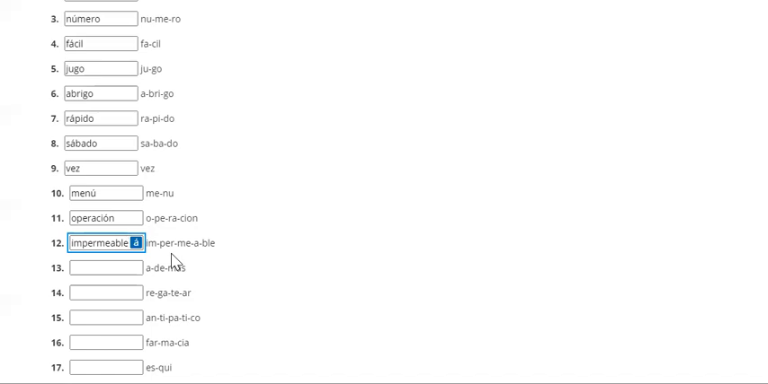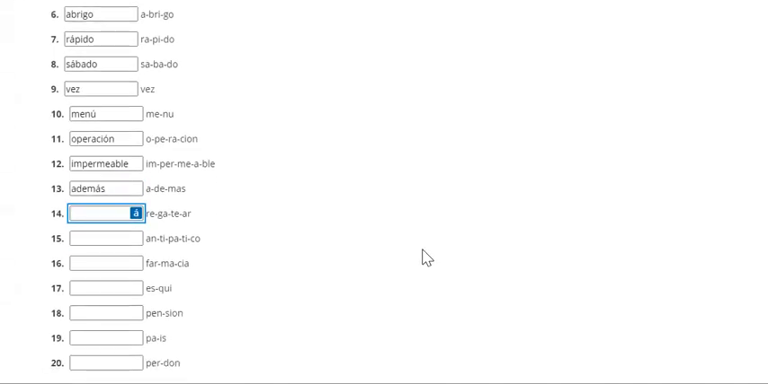Además. The inflection is on the last syllable. Now, here, it's a word that ends with the letter S, which falls into the category of vowel, N or S, which means we need to have the stressed syllable on the second to last syllable, and if not, we write an accent mark.